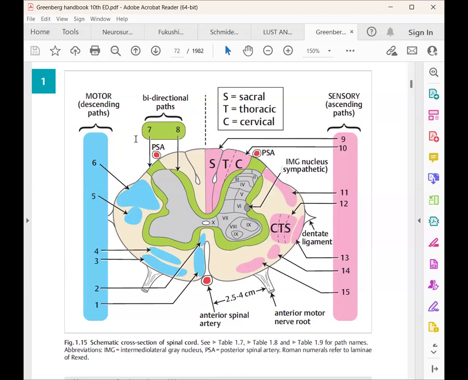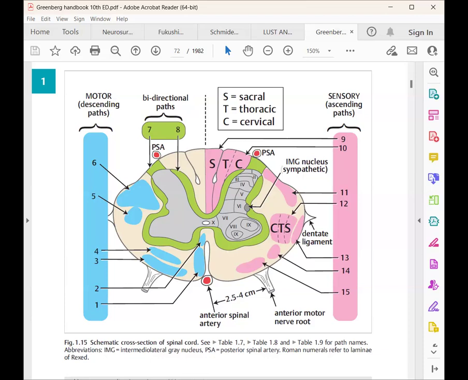Pain and temperature is taken by the lateral spinothalamic tract, and crude touch is taken by the anterior spinothalamic tract. For the motor pathway, we know that there are only two order neurons. One is the upper motor neuron, coming from the cerebral cortex, and either it will finish at the level of the brainstem, or it will continue to the level of the spinal cord. This is the upper motor neuron, and from there they switch to the lower motor neuron. There are only two order neurons.